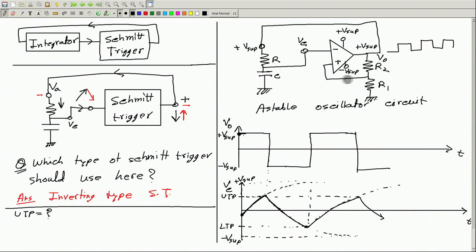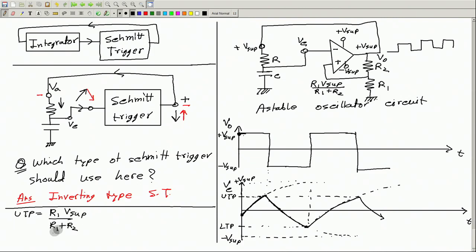So the value of the voltage that we have here is R1 times V supply by R1 plus R2. This is the voltage which is here. Now to make the output negative, I have to make this input higher than this. So the threshold is R1 by R1 plus R2 times V supply.